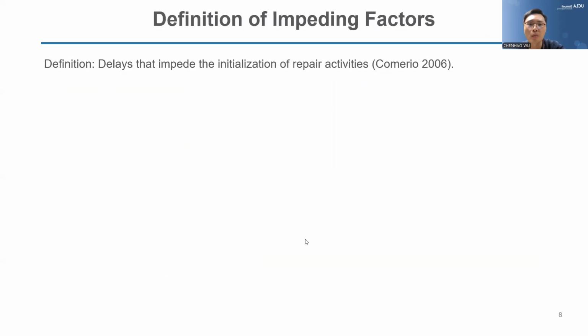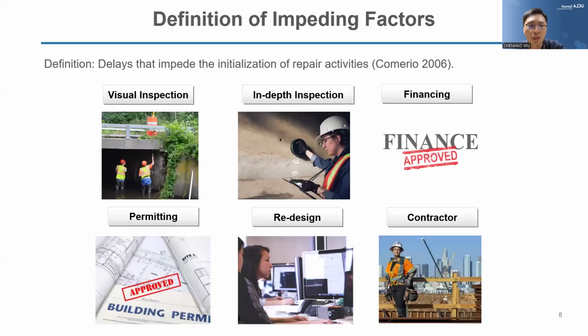Again, as mentioned before, it's very important to identify and calculate impeding factors. By impeding factors, we mean delays that impede the initialization of repair activities. Sometimes they can last even longer than the formal repair of a bridge. Based on our discussion, we identified these six important impeding factors that Caltrans previously underwent in past earthquakes.